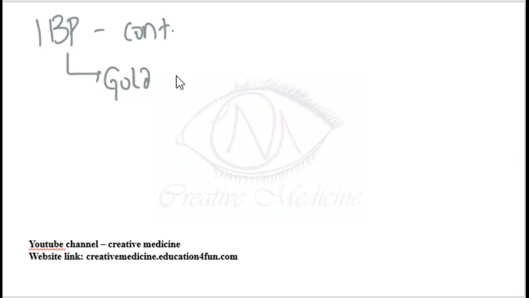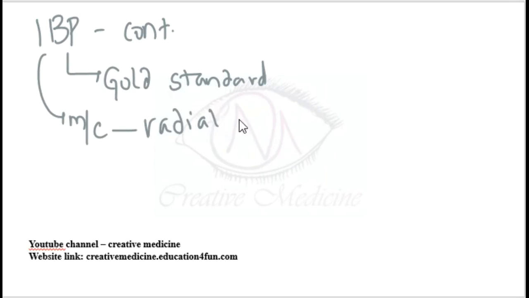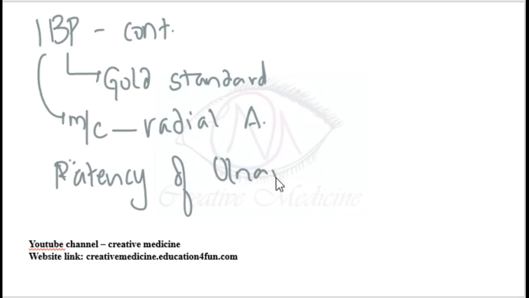for blood pressure monitoring. In invasive blood pressure, the most commonly cannulated artery is the radial artery. The patency of the ulnar artery should be found out before cannulating any artery. This patency of the ulnar artery is found out before cannulating the radial artery, by the modified Allen's test.